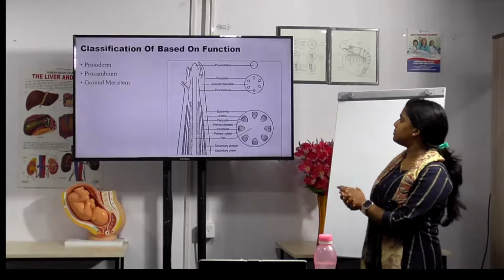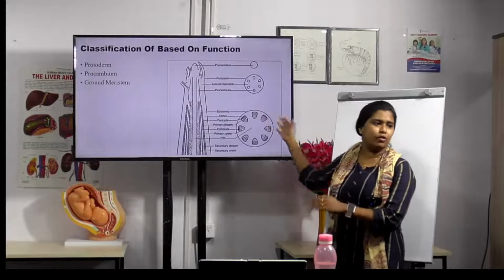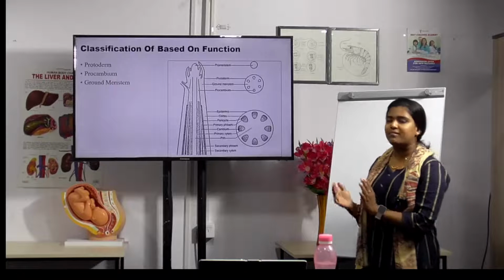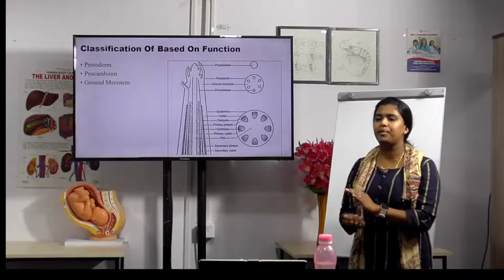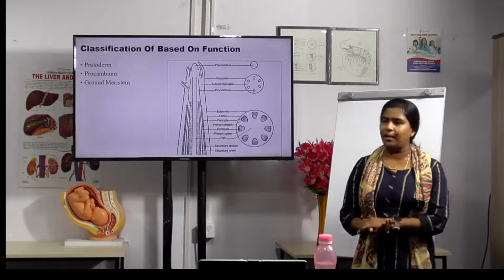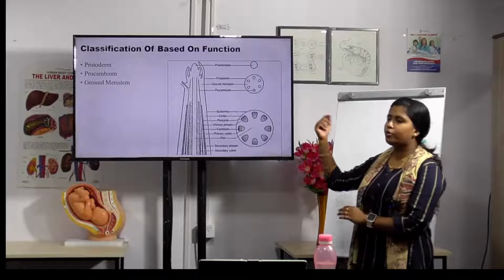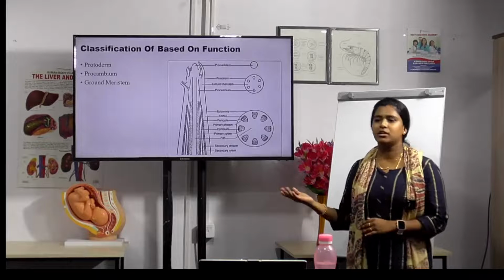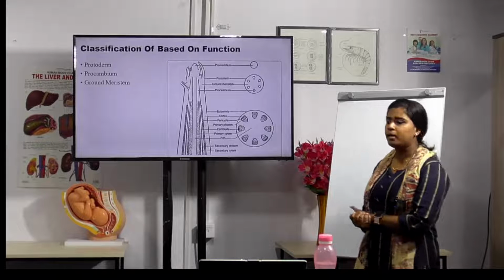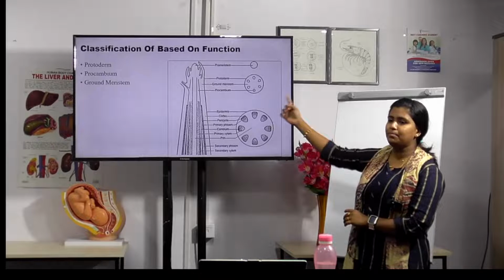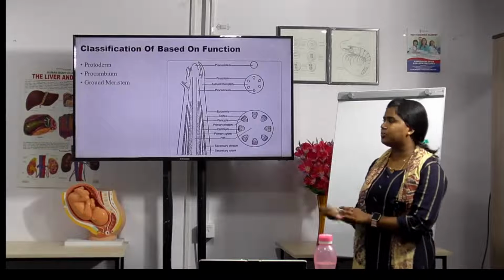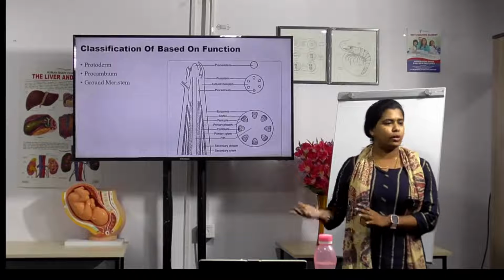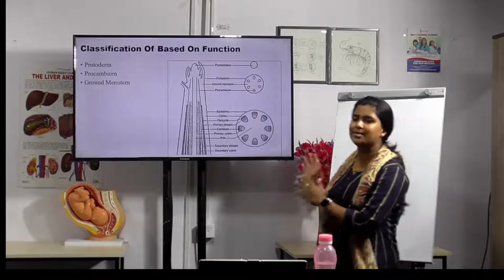The protoderm is the outer layer of the tissues, and it forms the epidermis. Okay, they develop into an epidermis, this protoderm. Whereas procambium, which is in the middle, develops into vascular tissues. Ground meristem develops into ground tissues. Okay, this is based upon their functions.